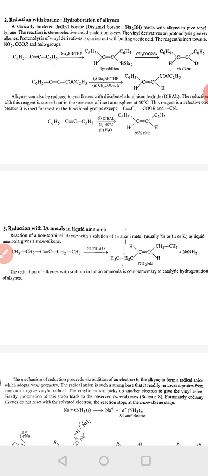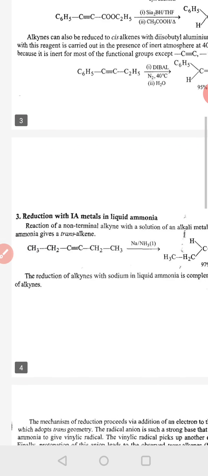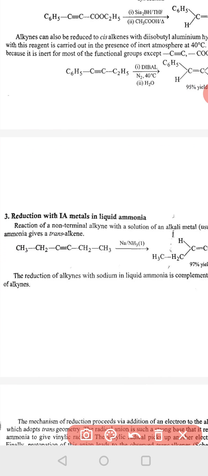In the first two methods of reduction, that is catalytic hydrogenation and reduction with borane, we get preferentially the cis product, the cis alkene. But here in this third method of reduction, that is reduction with 1A metal in liquid ammonia, we get trans alkenes as the product. This is the first example of reduction with metals in liquid ammonia.